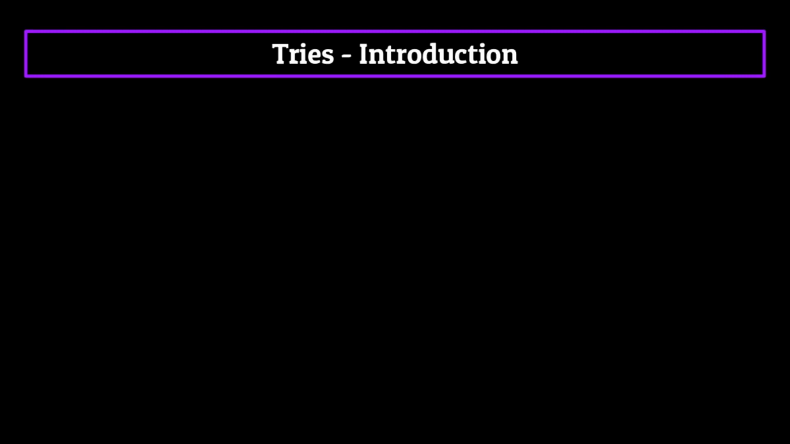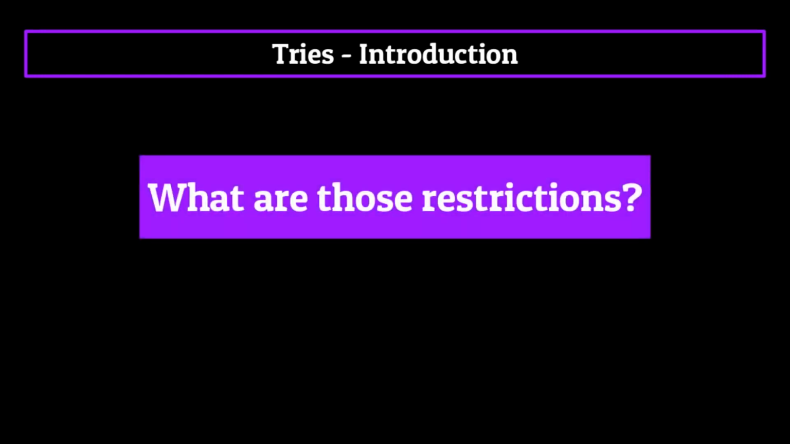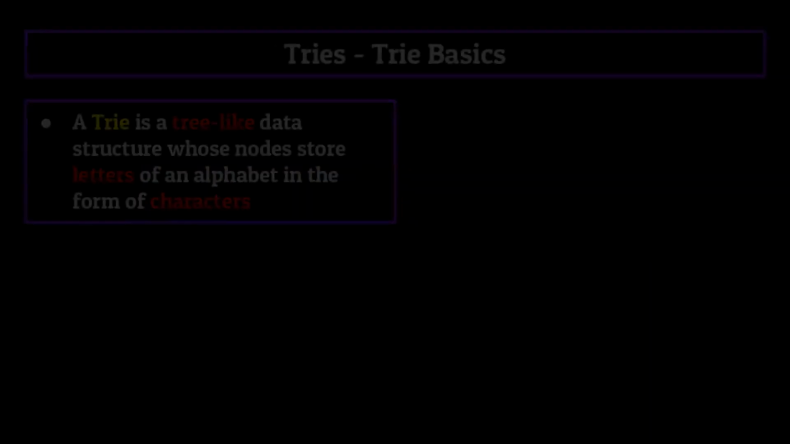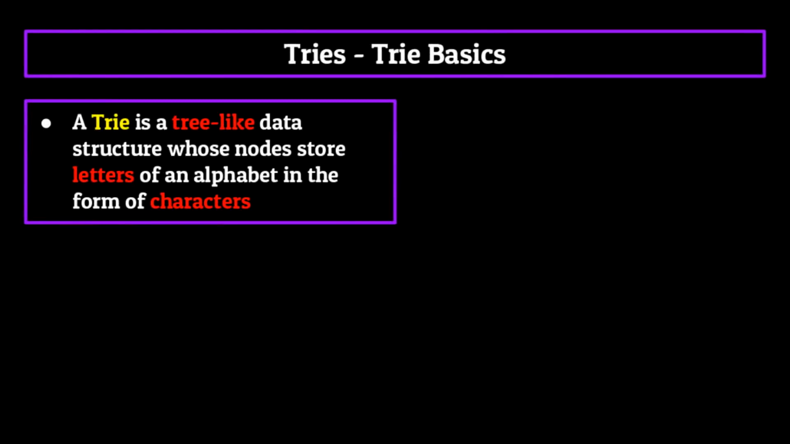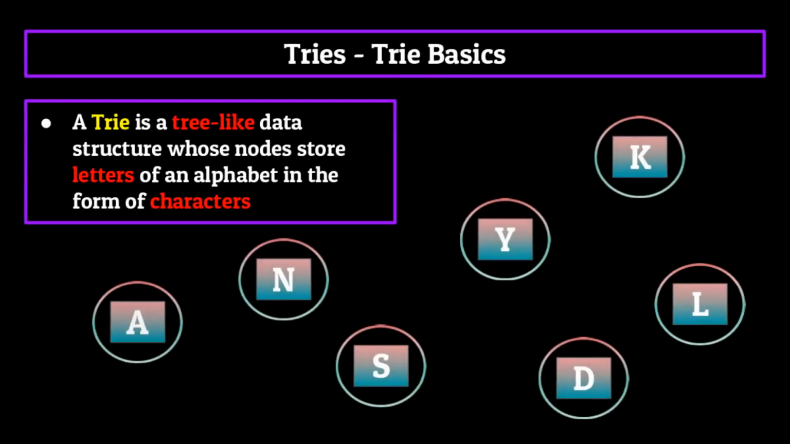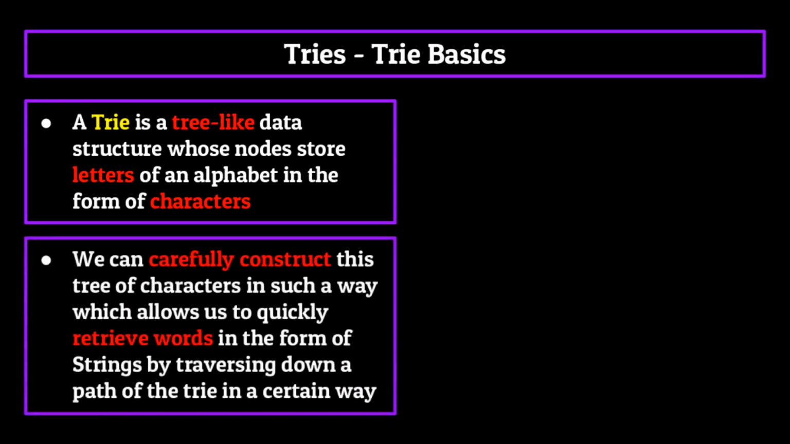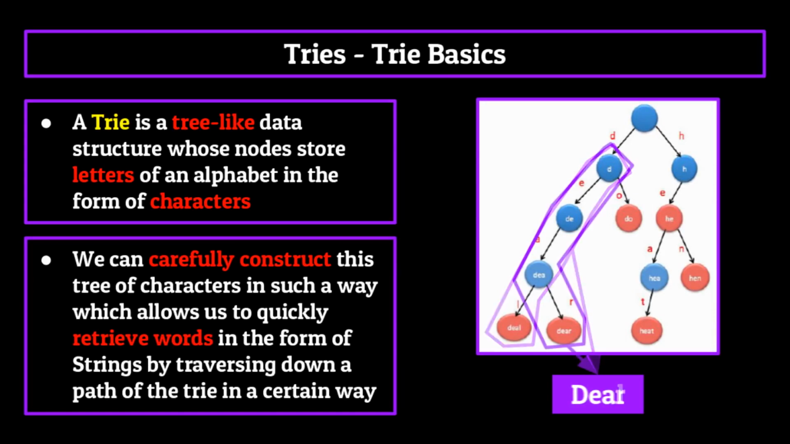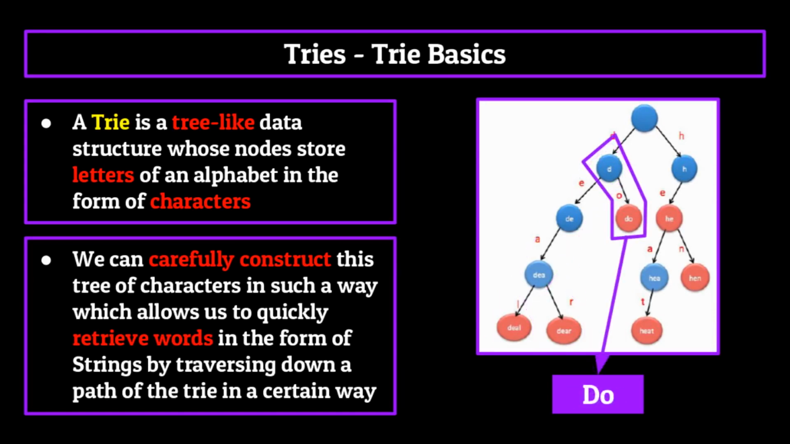So we get it, Stephen. A trie is a special tree with restrictions. But what are those restrictions and how can they help us? Well, let's start with the basics. A trie is a tree-like data structure whose nodes store letters of an alphabet in the form of characters. We can carefully construct this tree of characters in such a way which allows us to quickly retrieve words in the form of strings by traversing down a certain path of the trie.